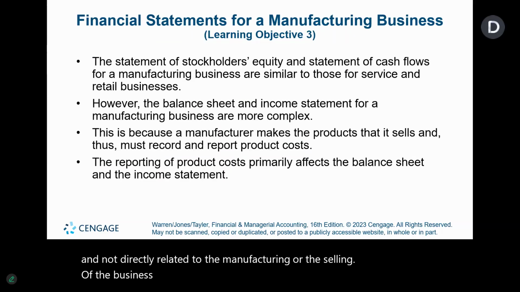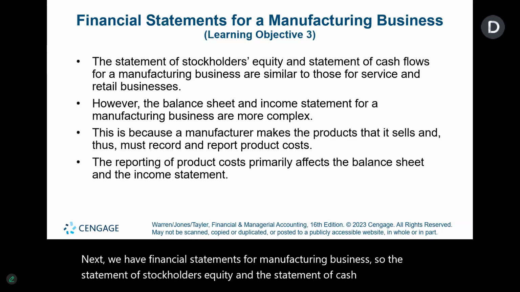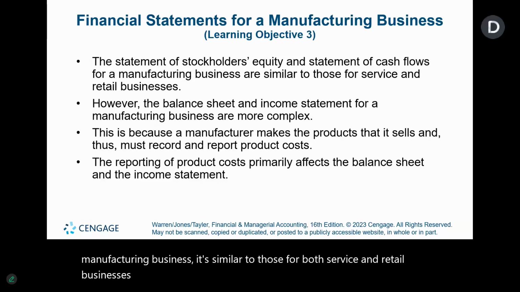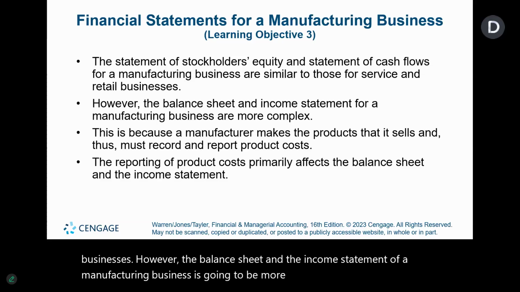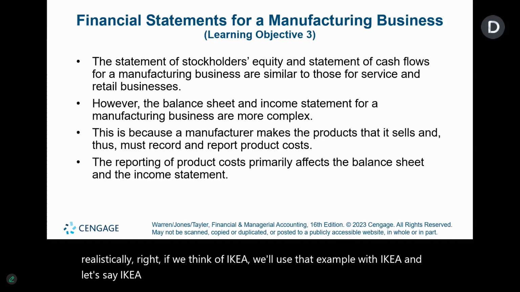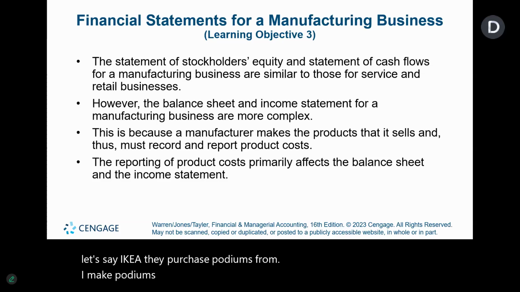Next, we have financial statements for a manufacturing business. The statement of stockholders' equity and the statement of cash flows for a manufacturing business are similar to those for both service and retail businesses. However, the balance sheet and the income statement of a manufacturing business are going to be more complex. If we think of it realistically, let's use IKEA as an example, and say IKEA purchases podiums from I Make Podiums Corporation, just making the company up.